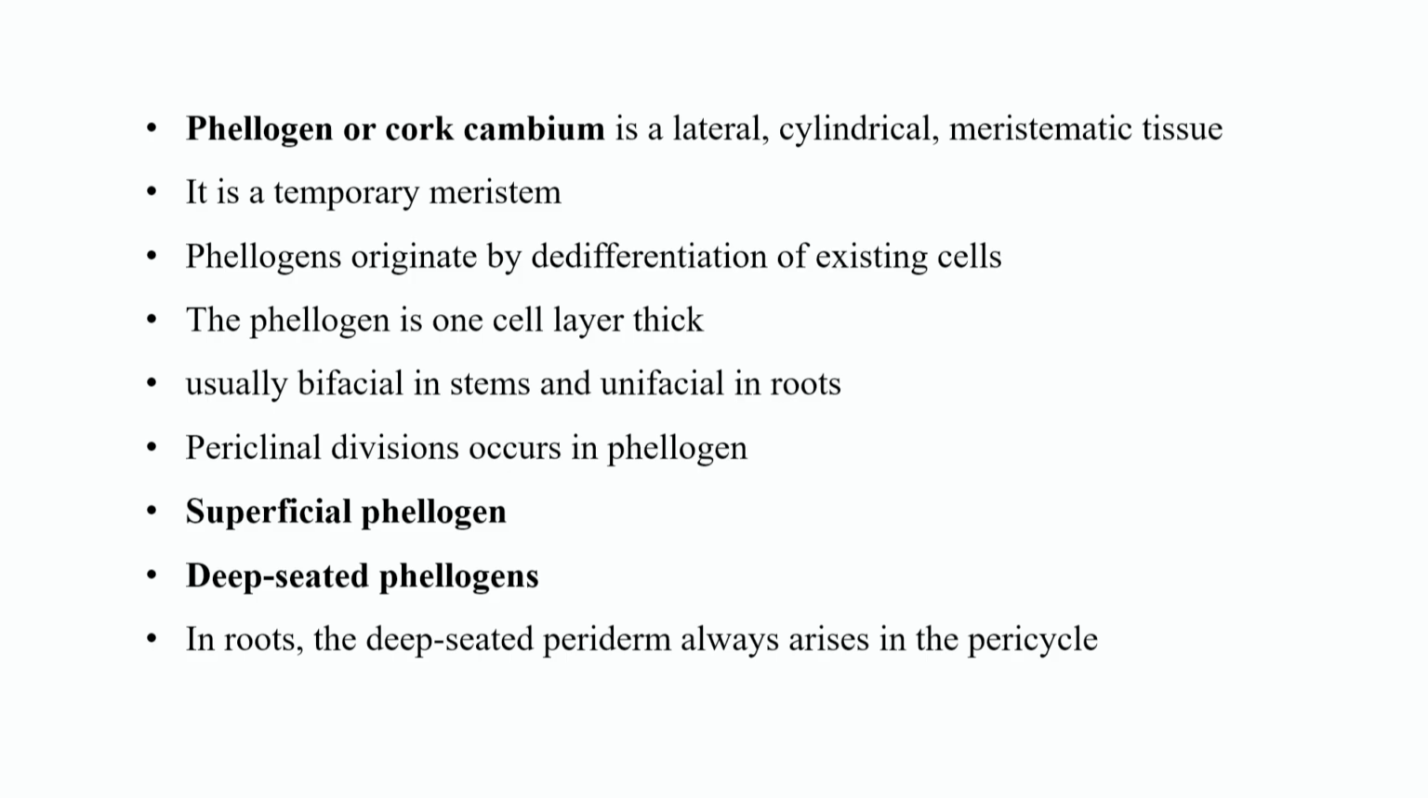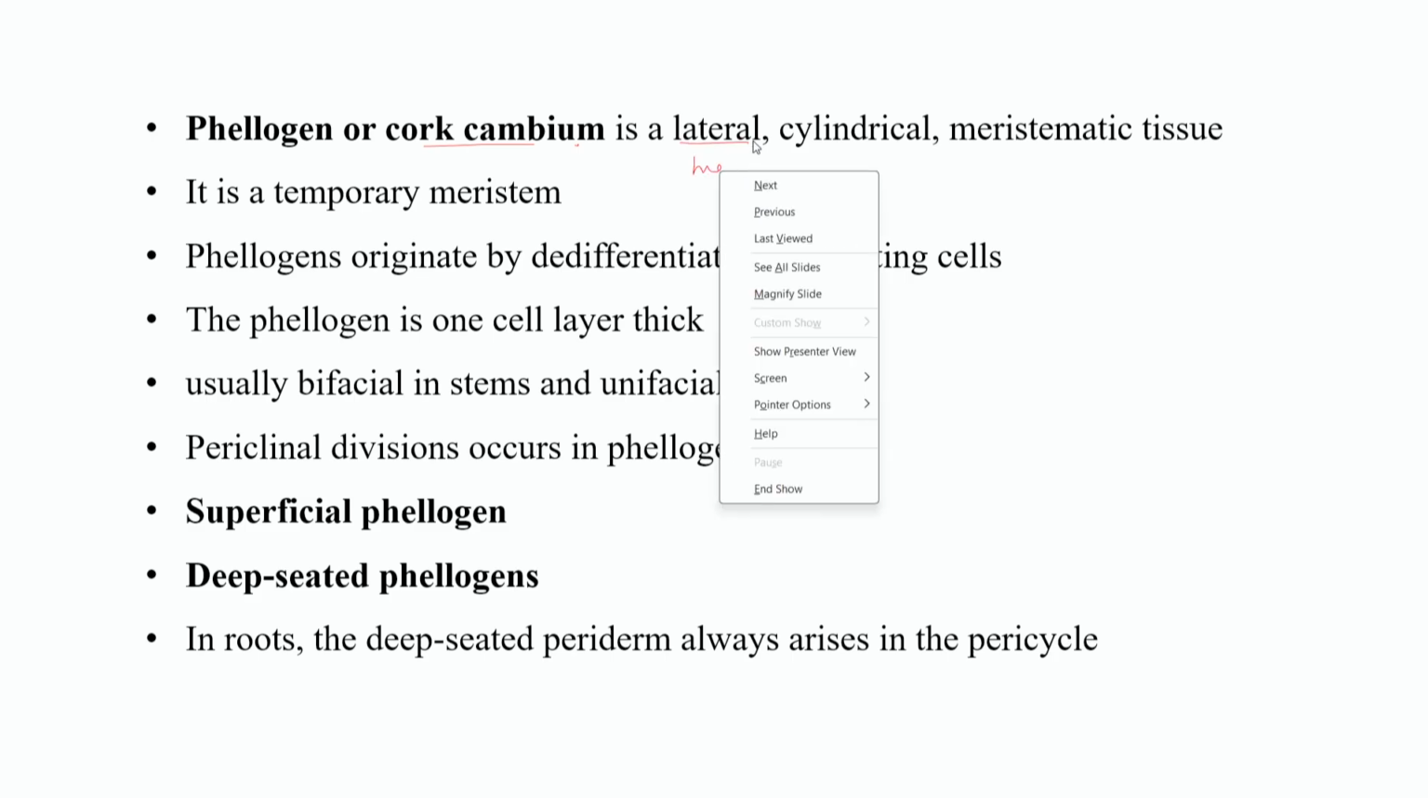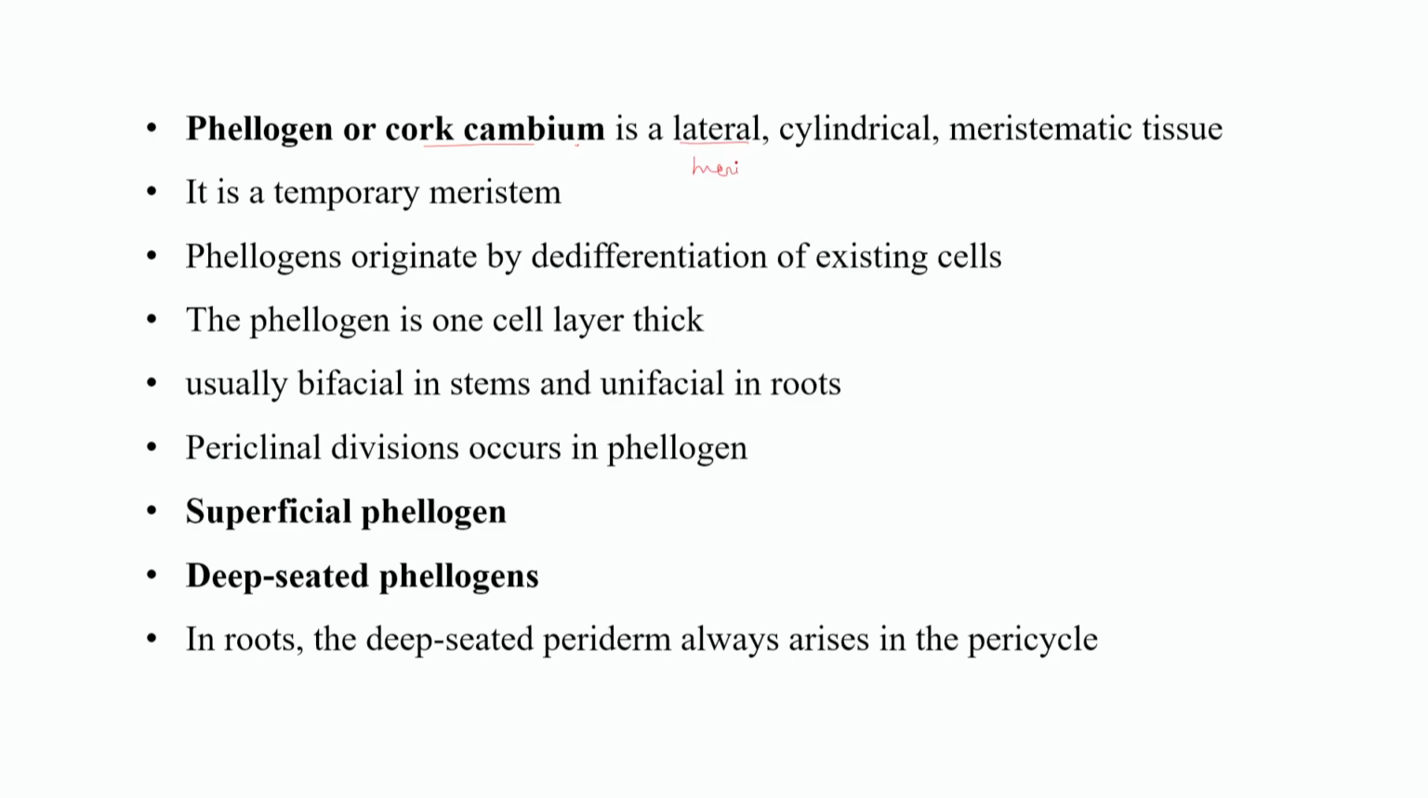Now coming to cork cambium. See, cork cambium is a lateral meristem. That means it is found on the lateral side, as cambium is. So suppose a cylinder of cambium is there and on the outer side you have this cork cambium. And here the cambium was there, vascular cambium. Better we call it vascular cambium.